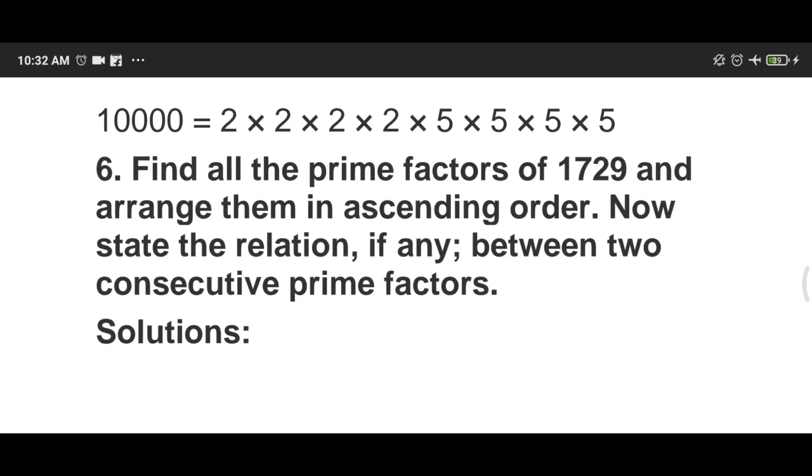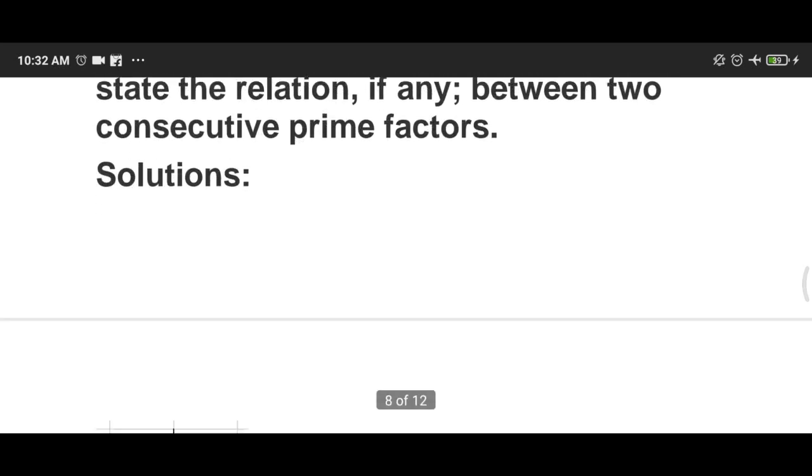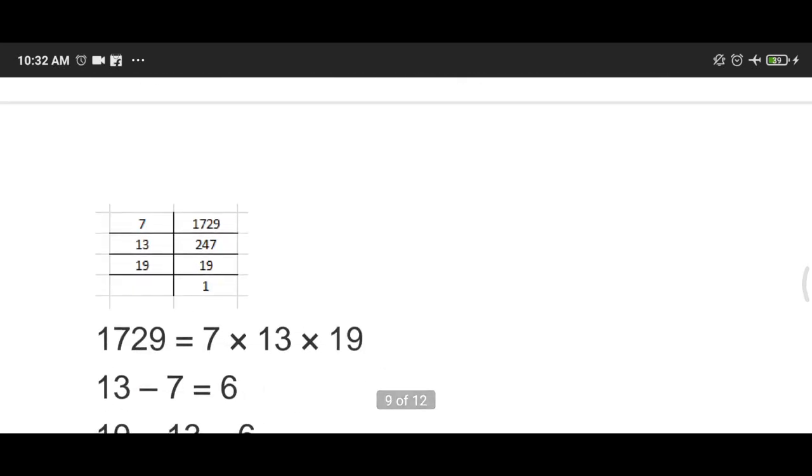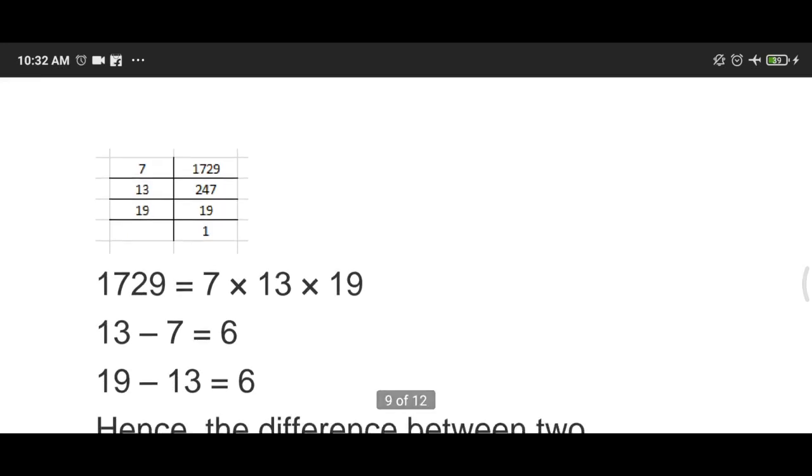Question number 6, find all the prime factors of 1729 and arrange them in ascending order. Now state the relation, if any, between two consecutive prime factors. Now when we divide, it is not divisible by 2, 3, 5, then it is divisible by 7. Then we get 247, and after dividing it by 13 we get 19, and after dividing by 19 we will get 1. So the prime factors of 1729 are 7, 13 and 19.